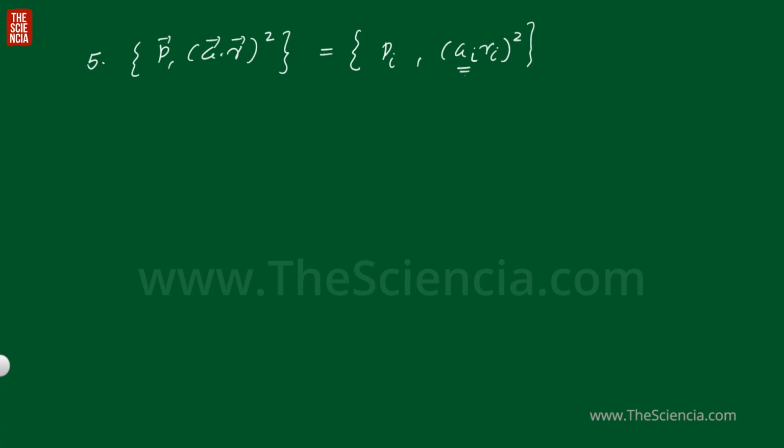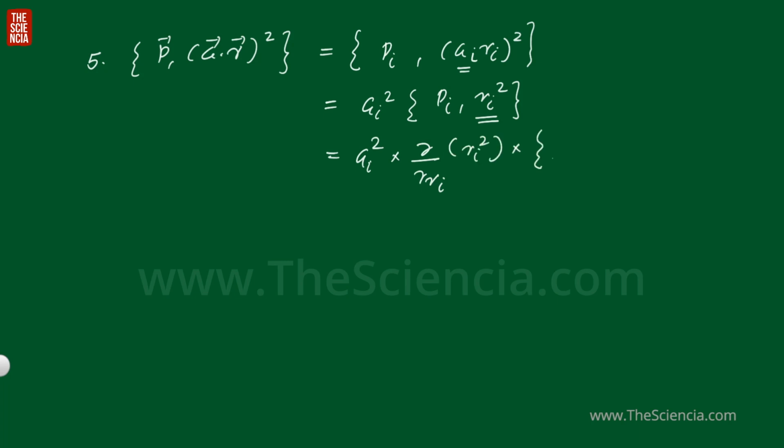See, here a_i is constant, so I can take it outside the Poisson bracket. That is a_i square into the Poisson bracket of p_i comma r_i square. So that is equal to a_i square into, see, this one is a function of r, so I can take the derivative, that is ∂/∂r_i of r_i square into the Poisson bracket of p_i, r_i. Here this order is very important. Okay, so what we get?